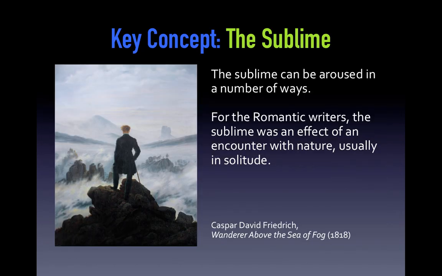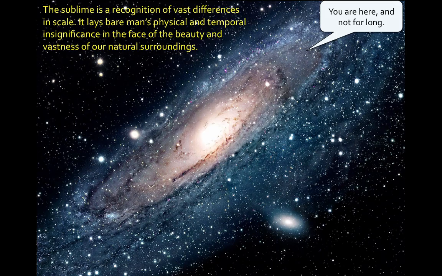The sublime can be aroused in a number of ways. For the Romantic writers, the sublime was an effect of an encounter with nature, usually in solitude. The sublime is a recognition of vast differences in scale. It lays bare man's physical and temporal insignificance in the face of the beauty and vastness of our natural surroundings.